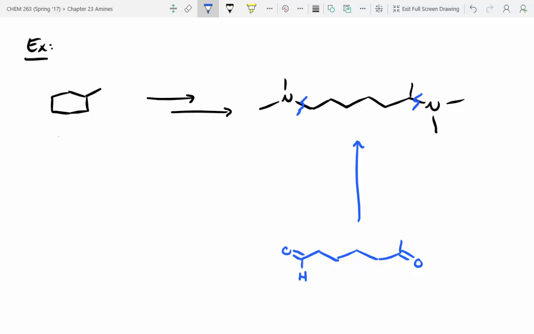I think you're one carbon short. Am I missing a carbon? Yeah, because you should have started going down: 1, 2, 3, 4, 5, 6. 1, 2, 3, 4, 5, 6. Yeah, I should have the right number. How are we going to get the two amino groups on there then?